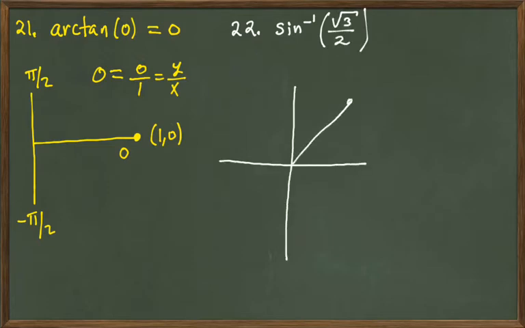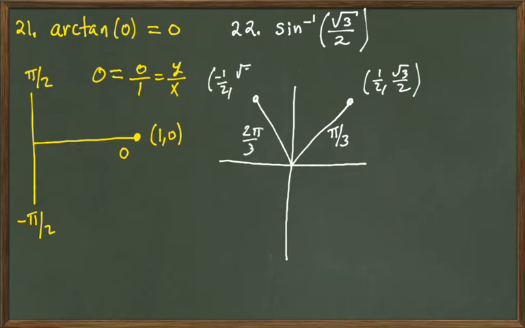How about the inverse sine of root 3 over 2? So that's going to happen two places. One of them will be pi over 3, and the other one will be 2 pi over 3. And which one fits between negative pi over 2 and pi over 2? That's the pi over 3. All right, let's move on.